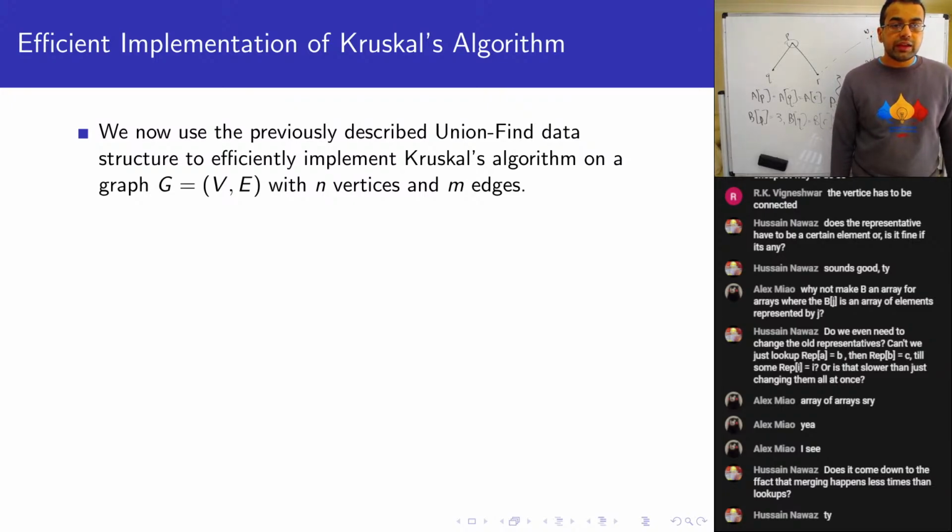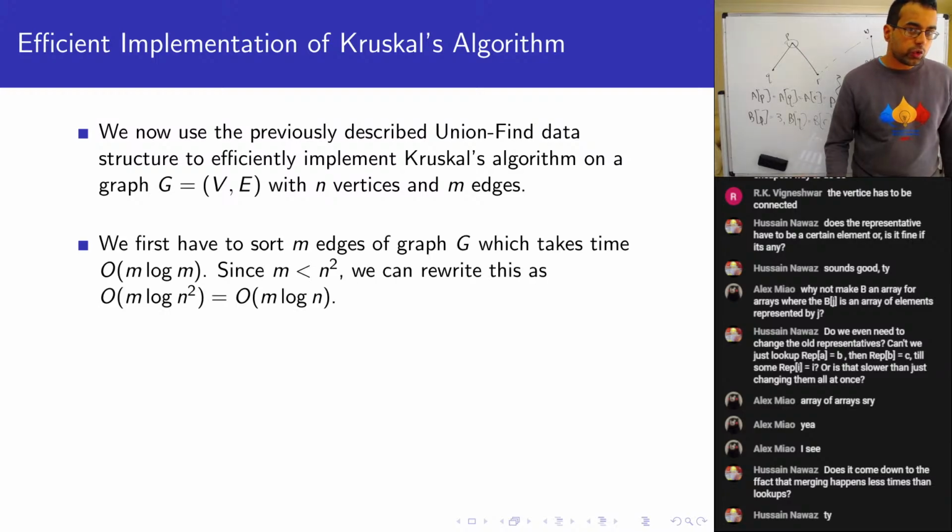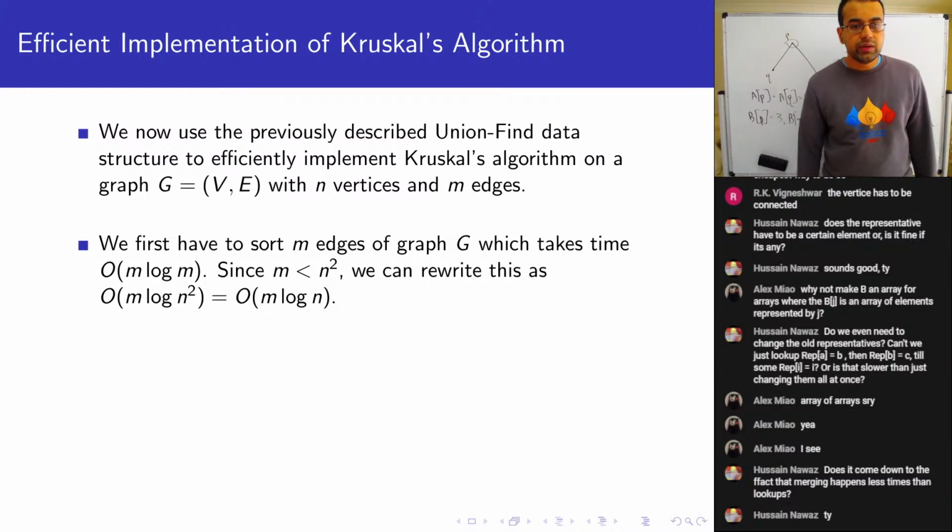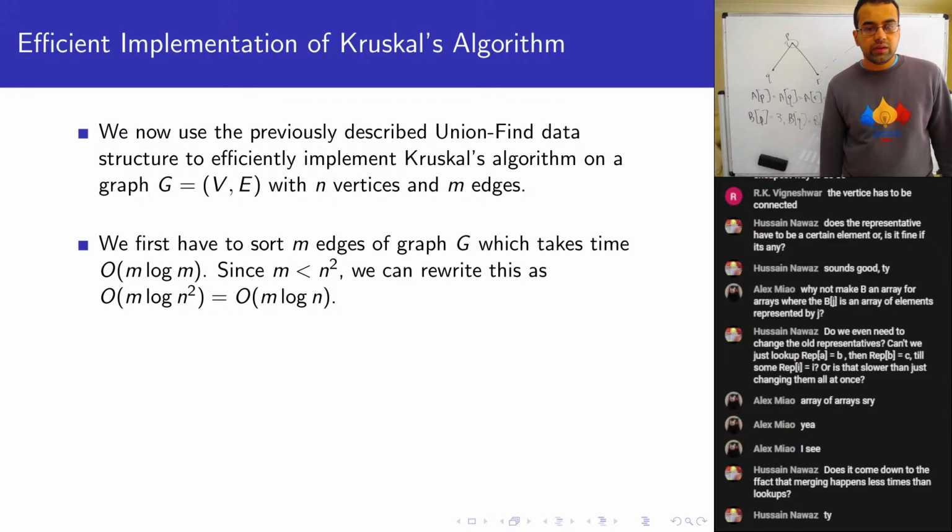Okay, so how do we actually use this for Kruskal's algorithm? If we have a graph with n vertices and m edges, we'll first sort all the edges. This takes time m log m because there are m edges to sort. But of course, m does not exceed n squared in a simple graph. So we can replace this m by n squared. So we have m log n squared. And using our log laws, we can kick the 2 down the front. And now it's a constant factor to be ignored. So this takes m log n time to sort all the edges of the graph.